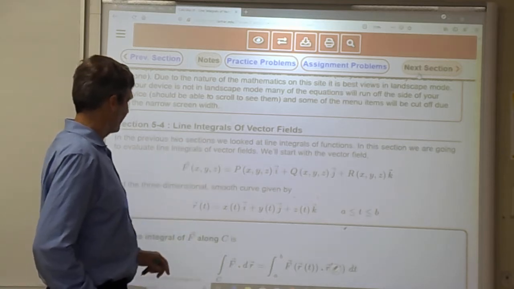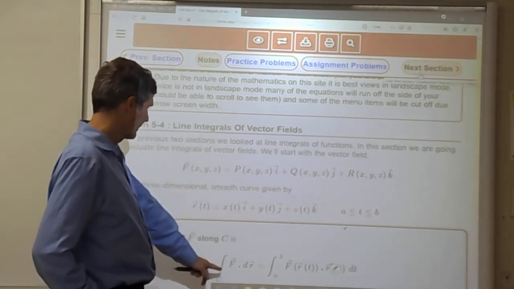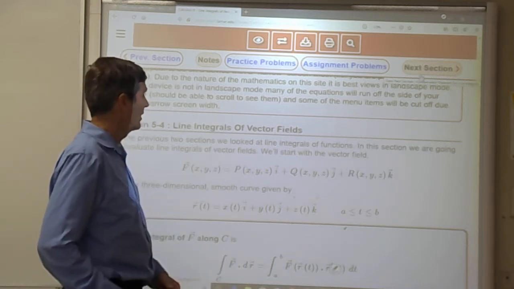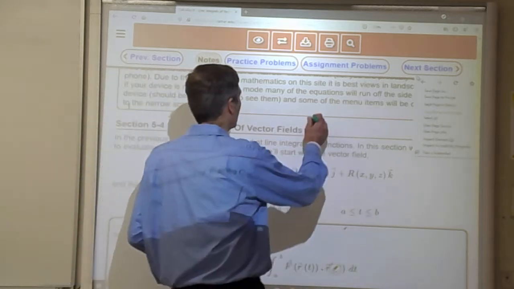Line integrals over vector fields. Here we go. There's another kind of line integral. The line integral we did was this kind.